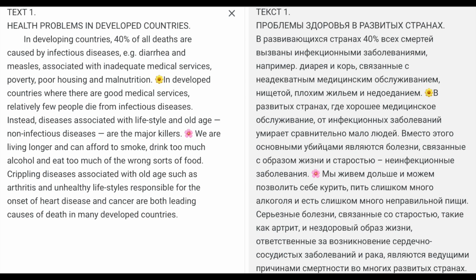In developed countries where there are good medical services, relatively few people die from infectious diseases. Instead, diseases associated with lifestyle and old age, non-infectious diseases, are the major killers. We are living longer and can afford to smoke, drink too much alcohol and eat too much of the wrong sorts of food. Crippling diseases associated with old age such as arthritis and unhealthy lifestyles responsible for the onset of heart disease and cancer are both leading causes of death in many developed countries.